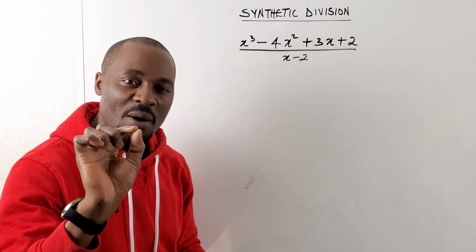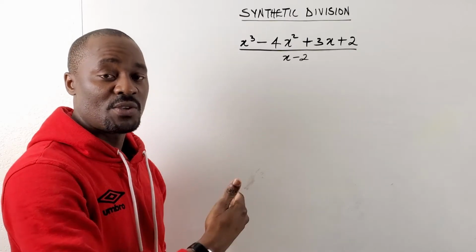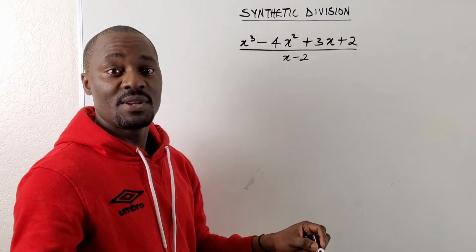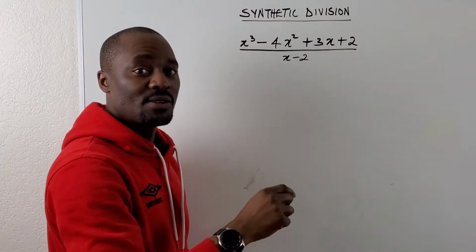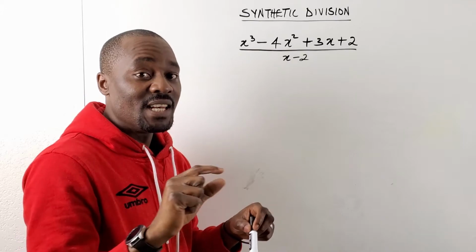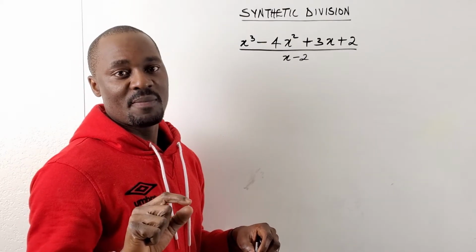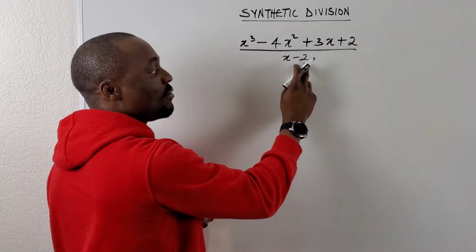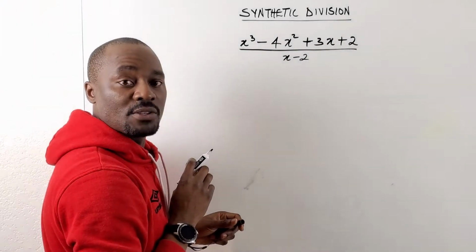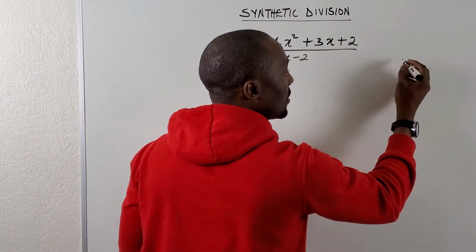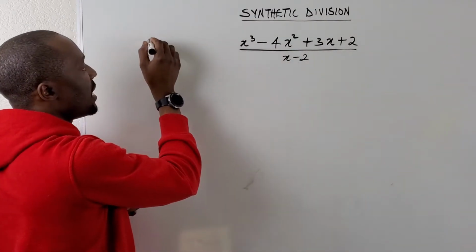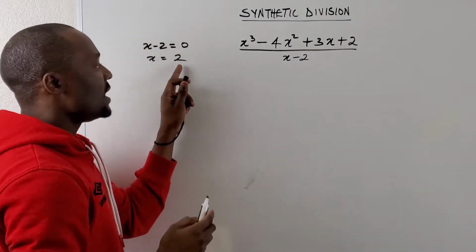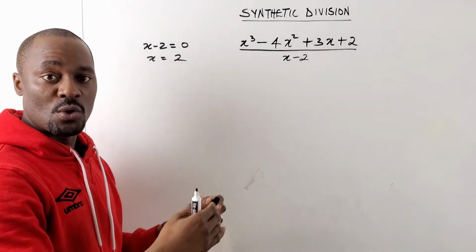So there's a key number you must first find before you start your synthetic division. Firstly, you cannot use synthetic division unless the denominator, the divisor, is a linear expression. Okay? It has to be a linear polynomial. We need to find what the zero of this denominator will be. So x minus 2, you can quickly write it somewhere here and say x minus 2 equals 0. That means x equals 2. So you need this 2 essentially to start your synthetic division.